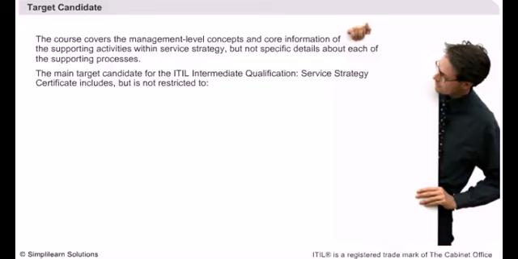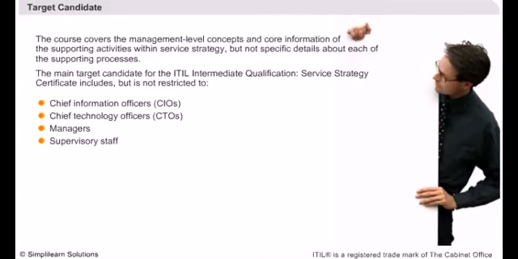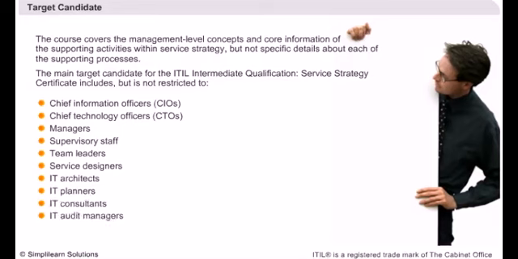The main target candidates for the ITIL Intermediate Qualification Service Strategy Certificate include, but are not restricted to, Chief Information Officers, CIOs, Chief Technology Officers, CTOs, Managers, Supervisory Staff, Team Leaders, Service Designers, IT Architects, IT Planners, IT Consultants, IT Audit Managers, IT Security Managers. Let's continue to discuss the target candidates in the next slide.